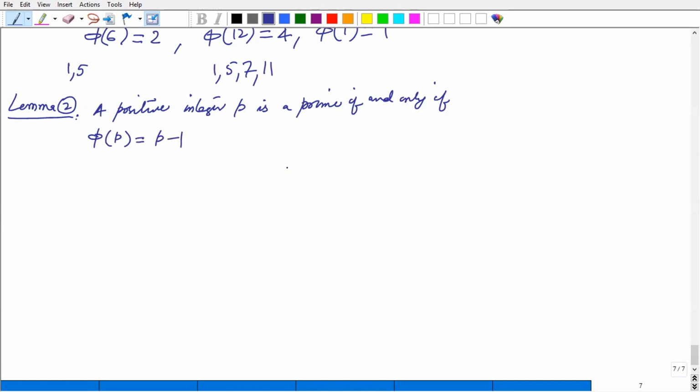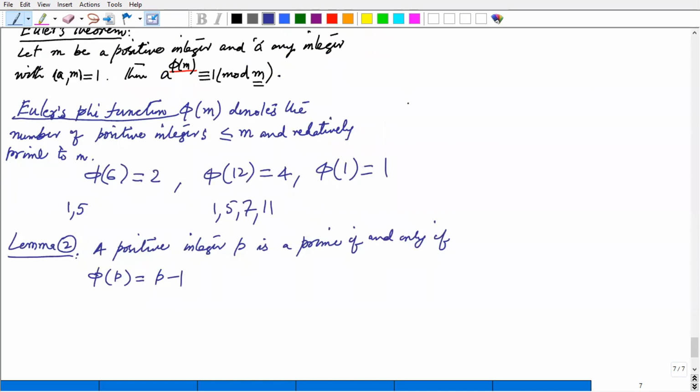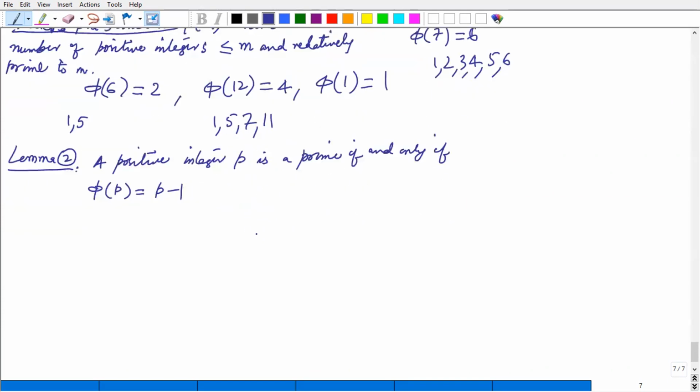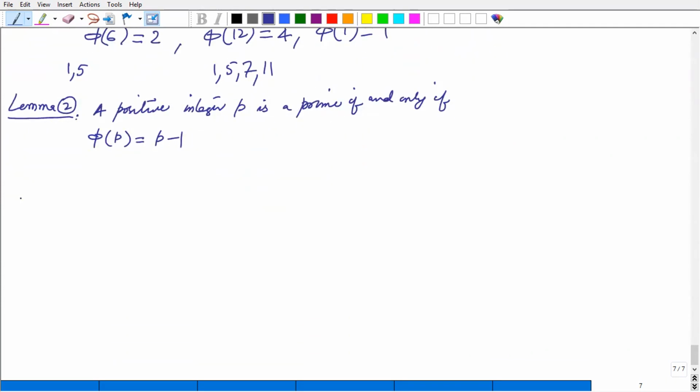For example, if you look at phi of 7, 1 is relatively prime to 7, and so are 2, 3, 4, 5, 6. So all numbers less than 7 are relatively prime to 7. So it means 6. Now we have to prove this result with the if and only if condition. So, proof.